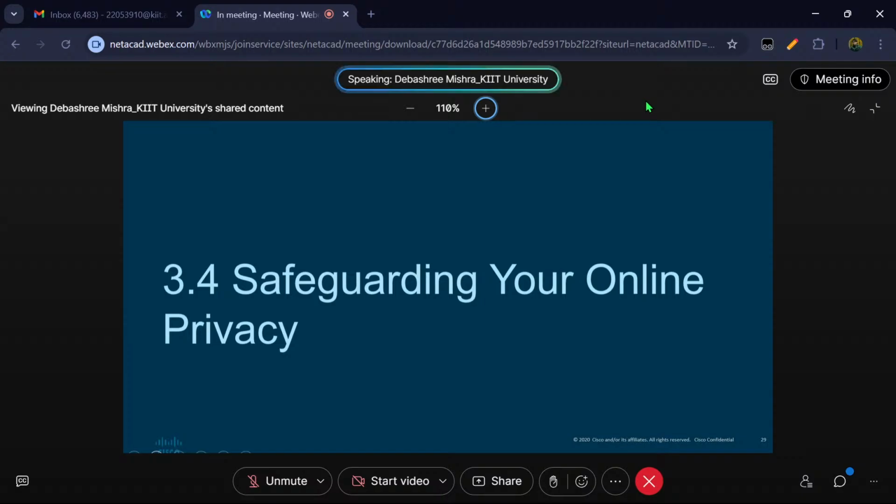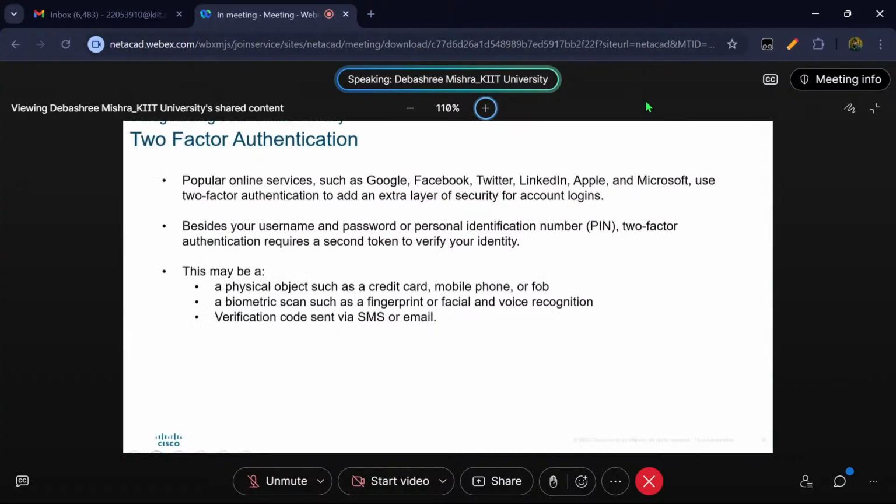The next is safeguarding your online privacy. Nowadays cyber attacks are common threats that are happening day by day. So there are certain factors like two-factor authentication that we use. The first is your username and password, or the PIN that you are giving, and two-factor authentication requires a second token to verify your identity.